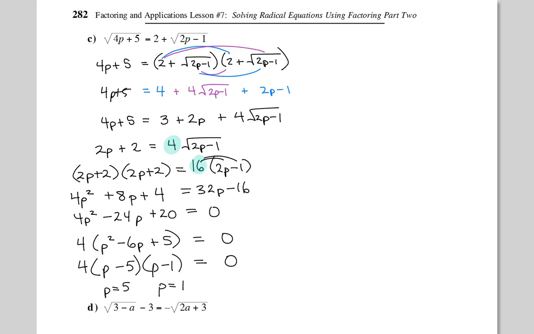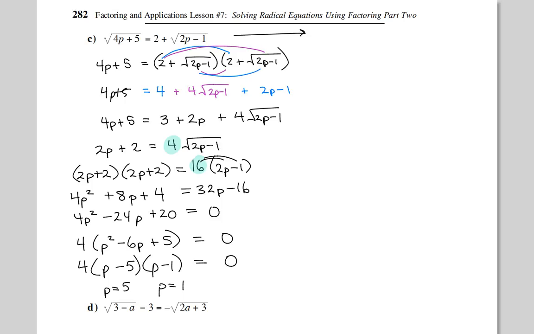So if you see the structure, you have an initial squaring. You get through some stuff. You have another squaring. You get through some stuff. And then you have to factor a quadratic and solve and then verify. Okay?